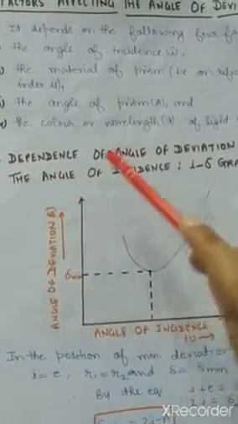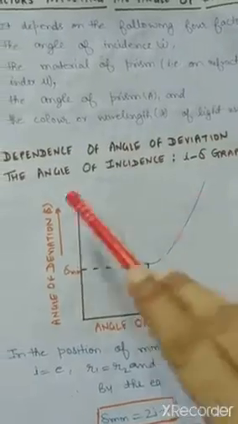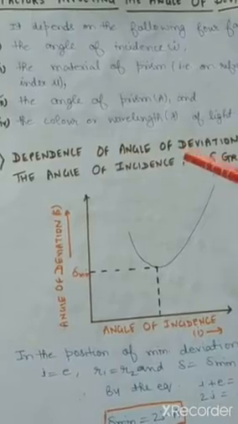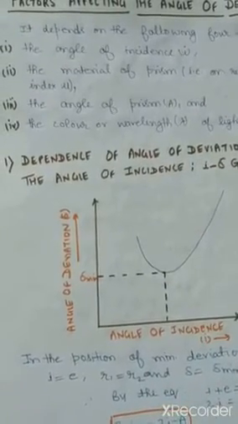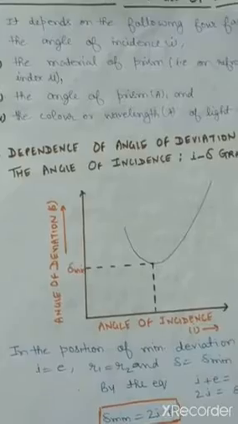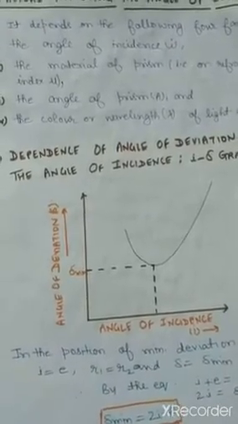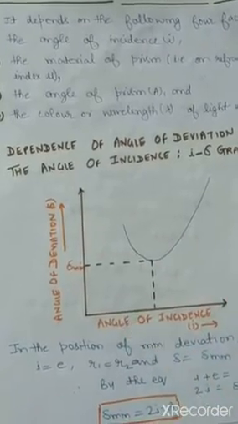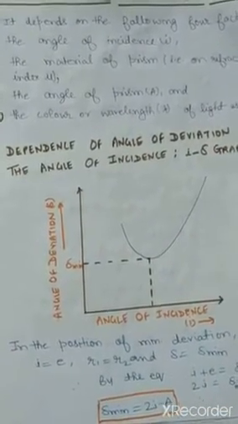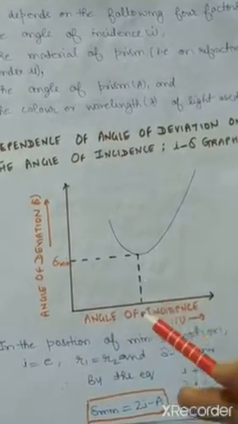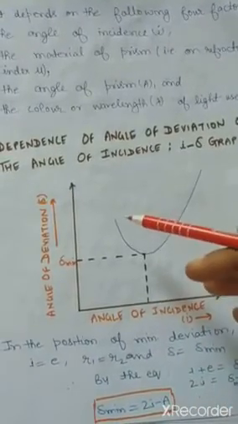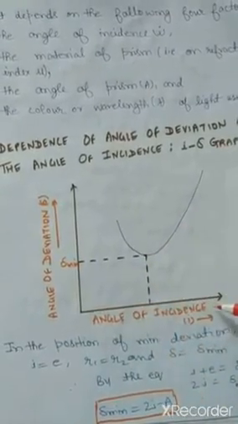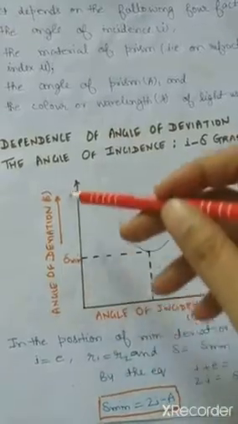So the first factor is the dependence of the angle of deviation on the angle of incidence. This will be different from the other dependences that we have studied, because in this case, when we plot a graph between the angle of deviation and the angle of incidence, we will see that with the increase in the angle of incidence, first the value of the angle of deviation decreases. As you can see, this is the angle of incidence on the x-axis, and the angle of deviation on the y-axis.